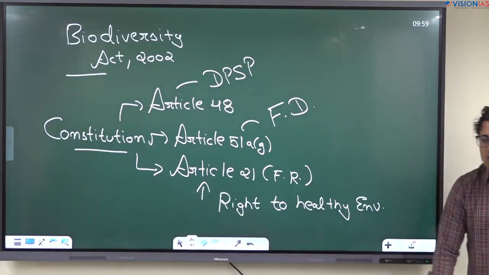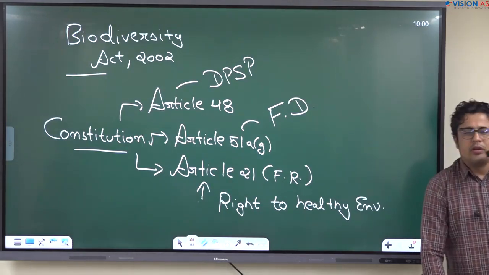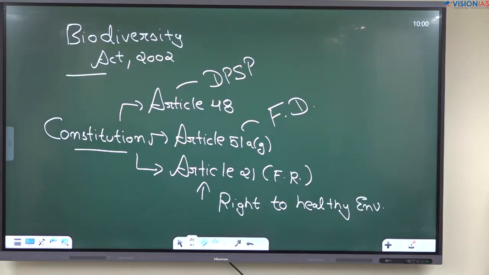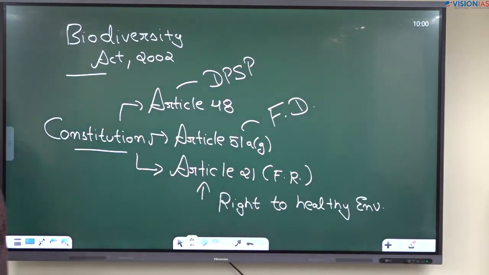Write it as your homework, read about these 3 articles. Write the numbers of these 3 articles, read about them. Yes, that is 48A. So read about these articles which talk about environment conservation. Now we will talk about specific acts. What acts are there in our country?